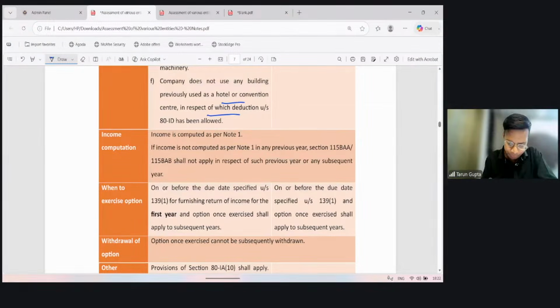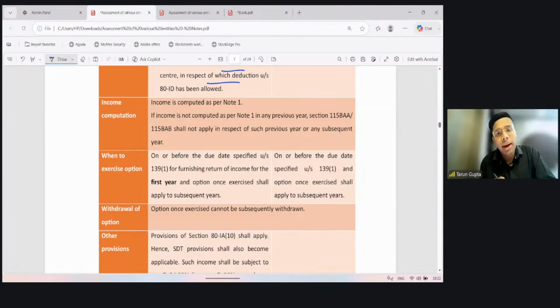This option has to be exercised on or before the due date of furnishing the return of income under section 139(1). And once exercised, the option shall apply to subsequent years. So you have to exercise it only once. You need not exercise it every year. But once exercised, the option cannot be withdrawn subsequently.